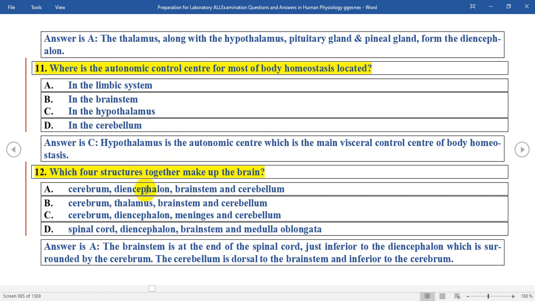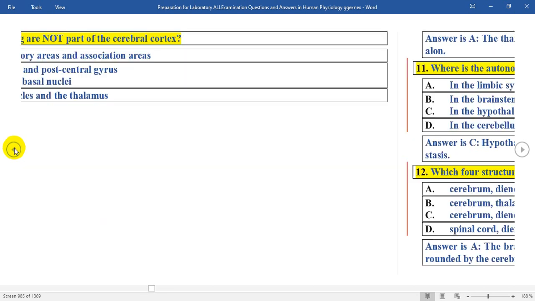Which 4 structures together make up the brain? A. Cerebrum, diencephalon, brainstem, cerebellum. B. Cerebrum, thalamus, brainstem, and cerebellum. C. Cerebrum, diencephalon, meninges, cerebellum. D. Spinal cord, diencephalon, brainstem, medulla oblongata. Answer is A.